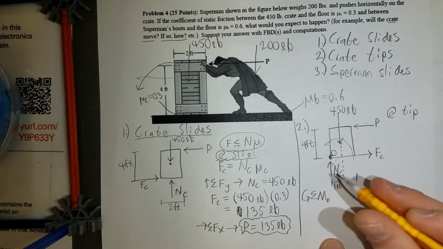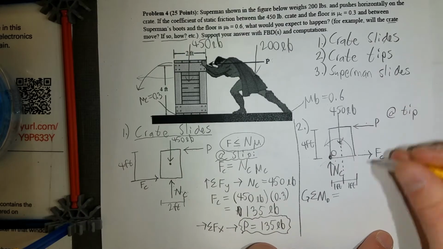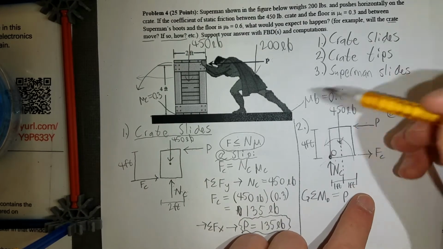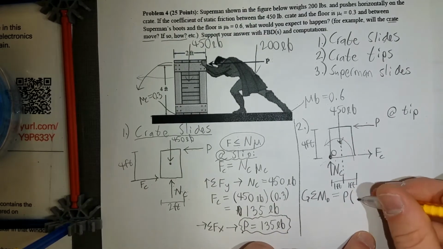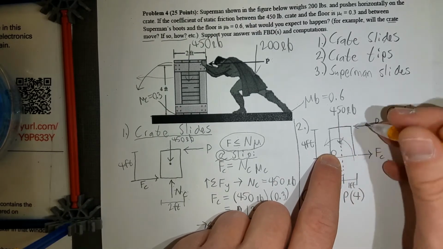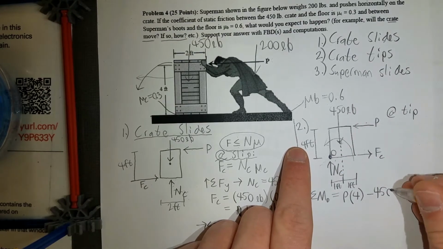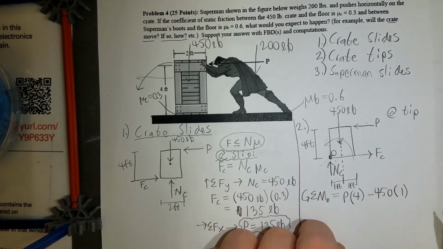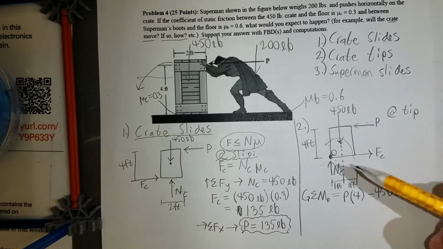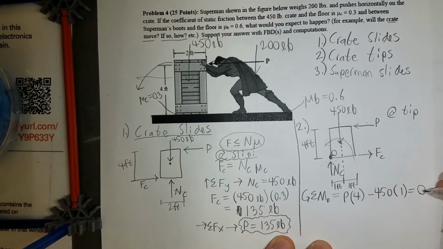So the sum of the moments about O is going to be equal to, first we can label our P force. It's going counterclockwise, so it's going to be positive times 4. And then our 450 pounds, it's going to end up going clockwise, so minus 450 times 1. And again, those are the only two forces causing a moment about that. So we're going to set it equal to 0.